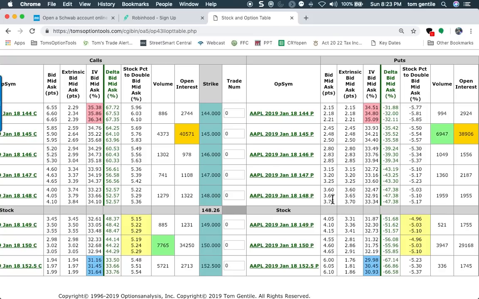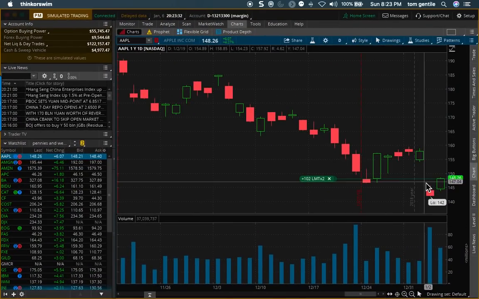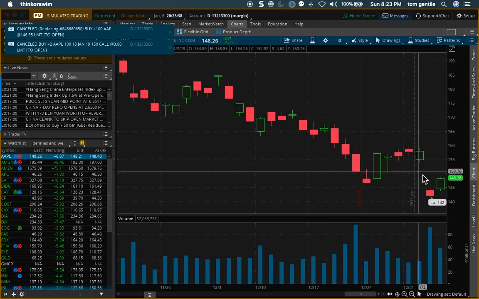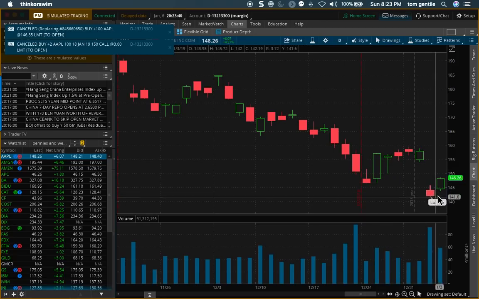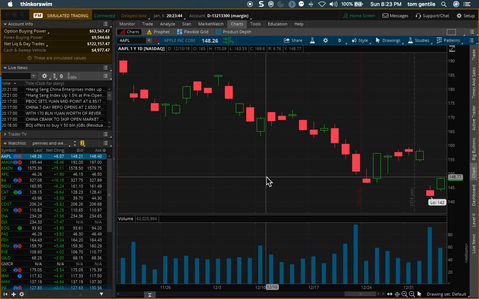Now, if I were looking at a chart in Apple, and that means I'm going to go to my chart, let's cancel these orders. Let's say that I'm looking at the market going down in price and that this might be just a bear market rally before we go lower. If you have some reason to believe that Apple is going to go down in price, then a put option might make sense to you.